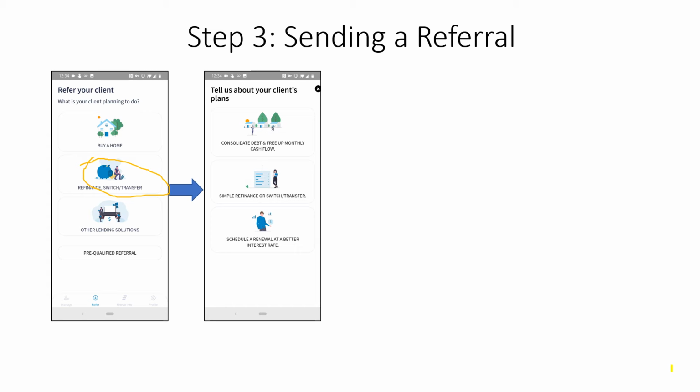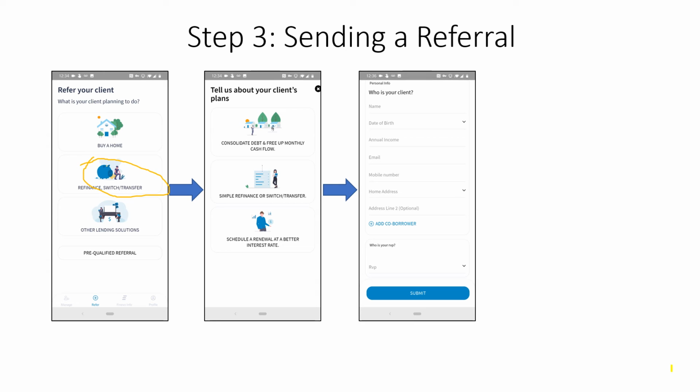And so you can click, are they looking to consolidate debt and free up some monthly cash flow? Are they just looking to do a switch or transfer, or do they want to schedule a renewal at a better interest rate? So the renewal is coming up, and they want to put something on the books so that when the time comes, everything is just a smooth transition into a new product.